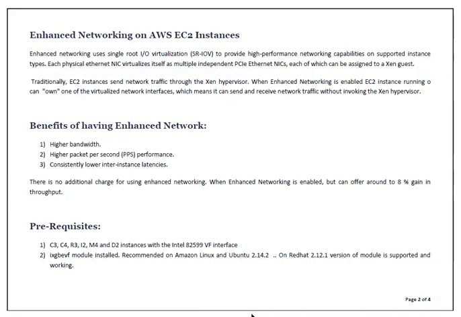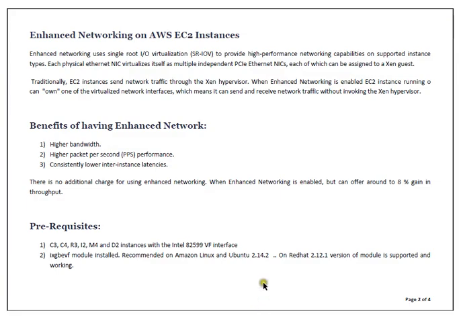So friends, when we enable enhanced networking, it uses single root I/O virtualization, or in short, SR-IOV, to provide high performance network capabilities on supported instance types. With enhanced networking, each physical Ethernet NIC virtualizes itself as multiple independent PCI Ethernet NICs, each of which can be assigned to a Xen guest. Xen guest is an EC2 instance in our case.